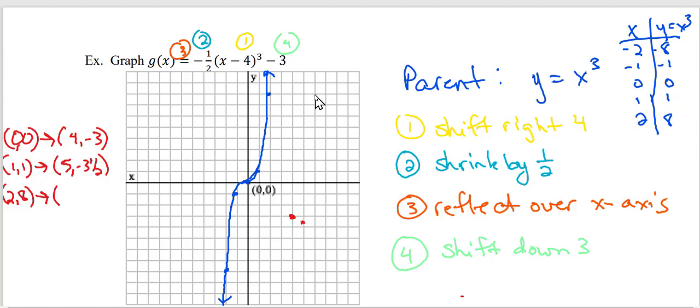Then we shrink by 1/2. Here was where we first were, with our shift. Then shrink by 1/2 takes that y value of 8 and makes it 4 here. Now we're at 6, 4. Reflected over the axis is going to take it down to -4 for the y value here. And shift down 3. 1, 2, 3. Down here at 7, -7.